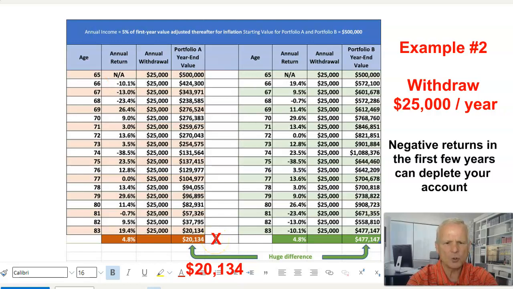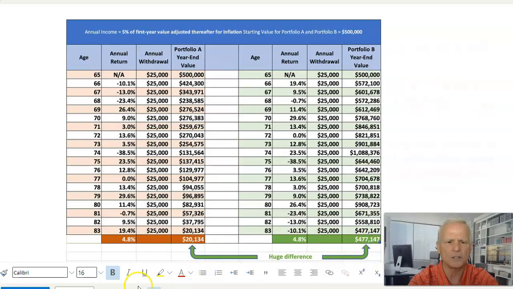The balance is $20,134. Now, if we compare it to the right-hand side where we started off with positive returns and ended up with some years of negative returns, the balance is $477,000. So that's a big difference. By having a few years of negative returns at the beginning of retirement, it can drastically affect the value of your accounts.